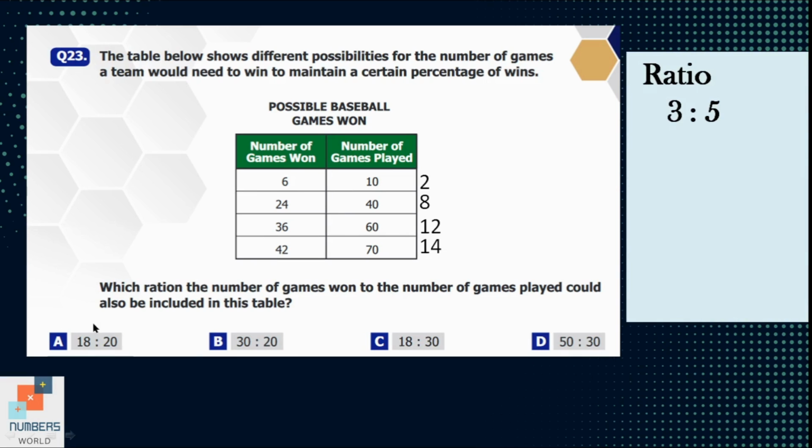So now we will check all our options one by one, to see which option is going to be simplified as 3:5. Option A is 18 and 20. If we divide it by 2, we get 9:10. After simplifying option B, we get 3:2. Option C is 18:30. After simplification, it is 3:5, so that is our correct option. And after simplification, we get 5:3 for option D. So option C is the correct one. This can be added into the table of the games.